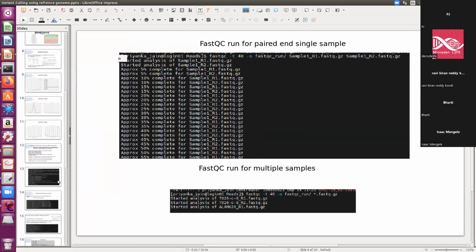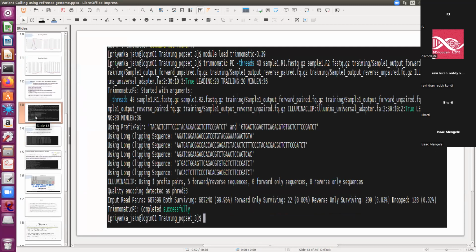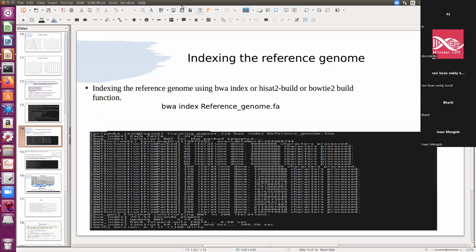So the next step now we will be doing is the BWA. We will be using BWA for the alignment of our reads to the reference. So for running BWA, first we need a reference genome. You understand what is reference genome? Can anyone answer me what is reference genome? A genome of that organism which is already annotated is called as its reference genome.